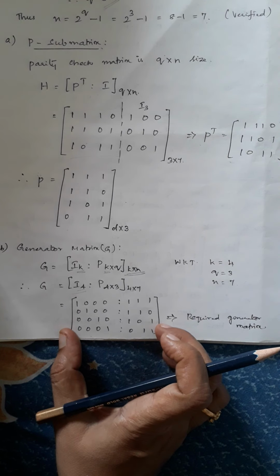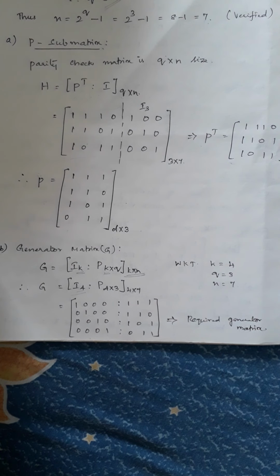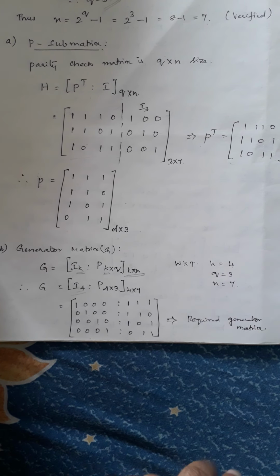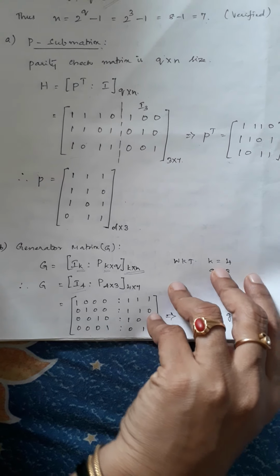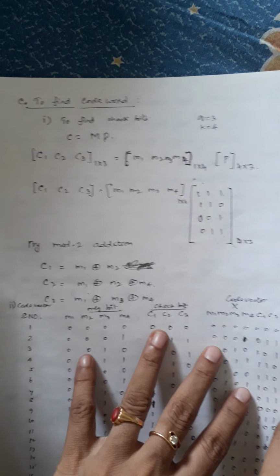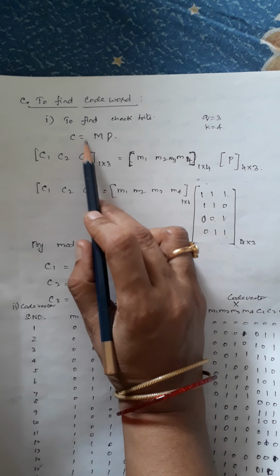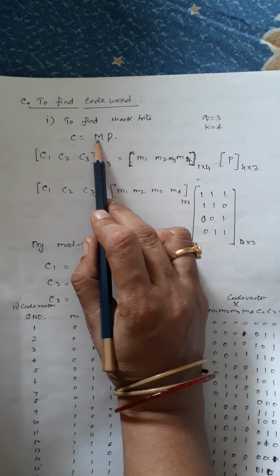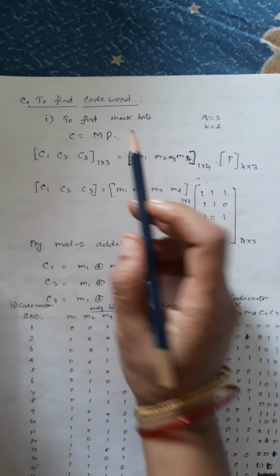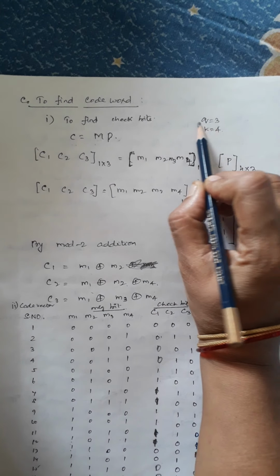Together this matrix element is called the generator matrix. So, this is how you find the generator matrix from the given parity check matrix. Next is to find the code word. What is the code word? The code word C is the message bits followed by the check bits, where the check bits are the message bits multiplied by the parity matrix. Let the code word be formed; how many check bits have to be added?